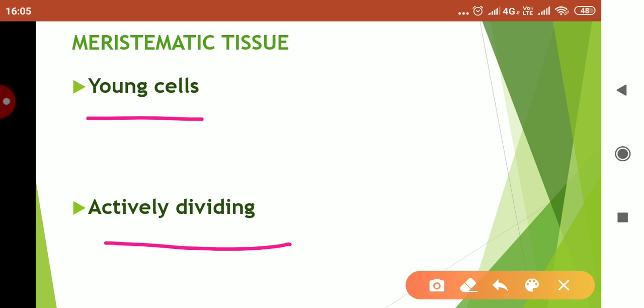Now, children, because these cells actively divide, therefore they are present at special locations in the plant. All the parts of the plant do not grow. There are specific positions which are involved in the growing process. And those growing parts have the meristematic cells in them.